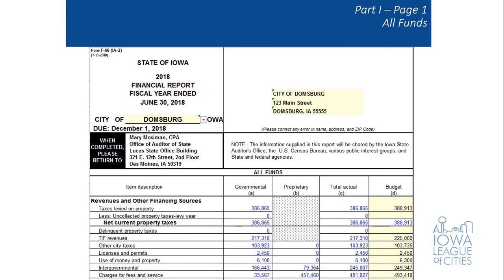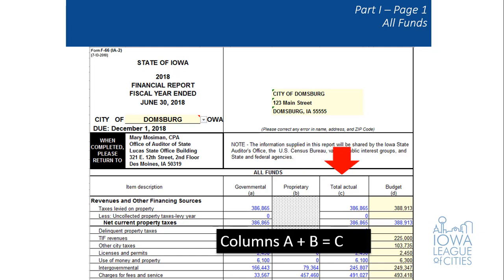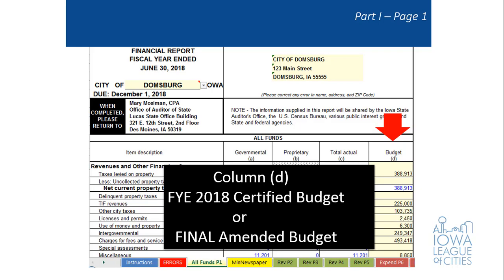Now we're going back to page 1. Sorry for flipping back and forth like that, but that's the way the form works. And you'll see that all your governmental came in, all your proprietary is in, and all the totals are right there. However, column D on your form is blank. Mine got filled in already, but yours will be blank, and you need to put in either the certified budget, which was passed in March of 2017, or the final amended budget. You don't have a choice.